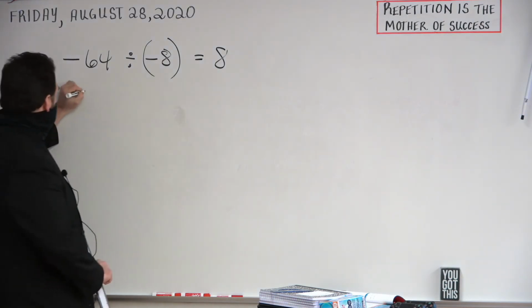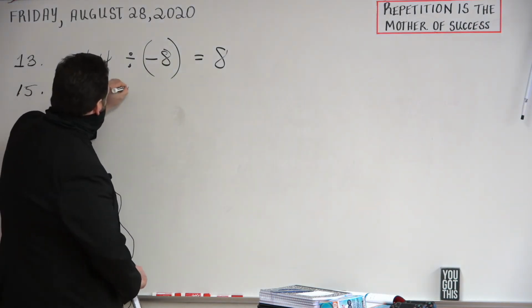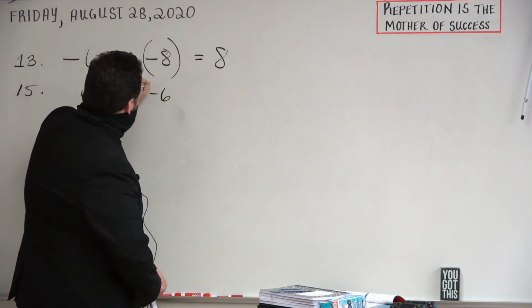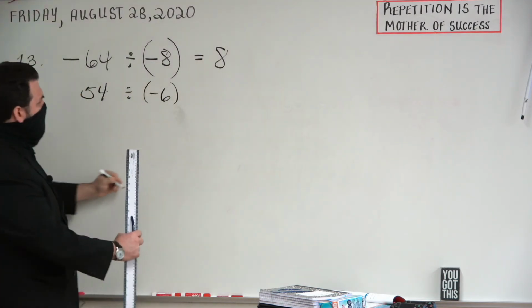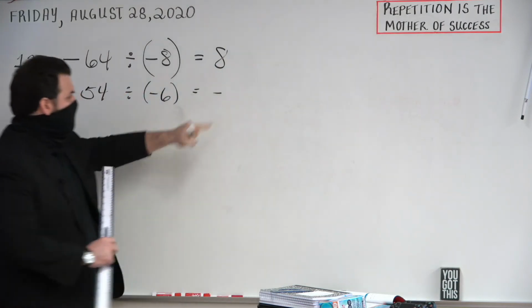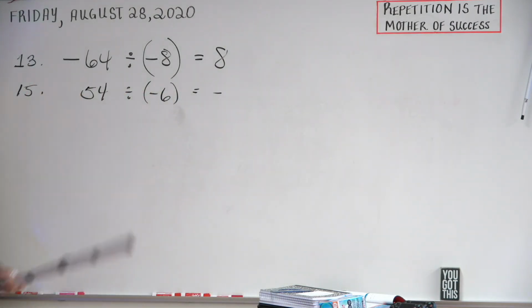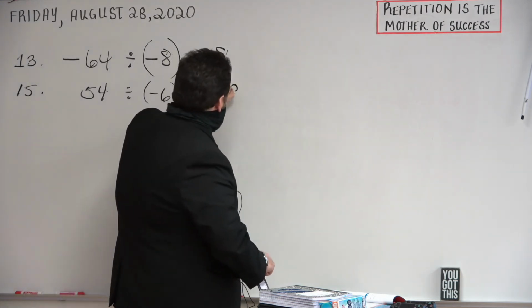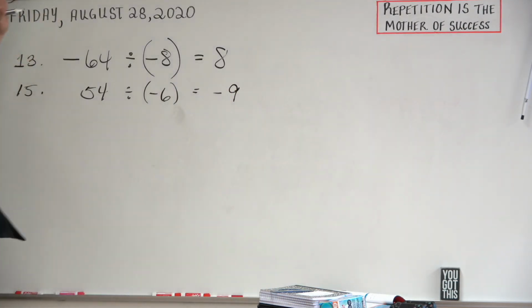54 divided by negative 6. So I have a positive 54 divided by a negative 6. A positive divided by a negative is a negative, so I'm going to preload my answer with a negative symbol. And what's 54 divided by 6? 9. So the answer is negative 9. Who got that right? All right, guys. I'm proud of you. 17.